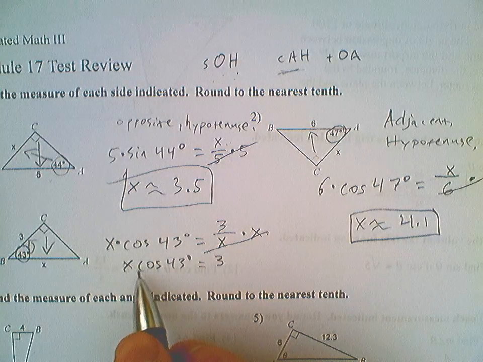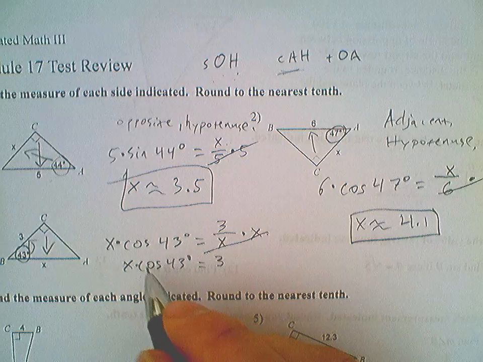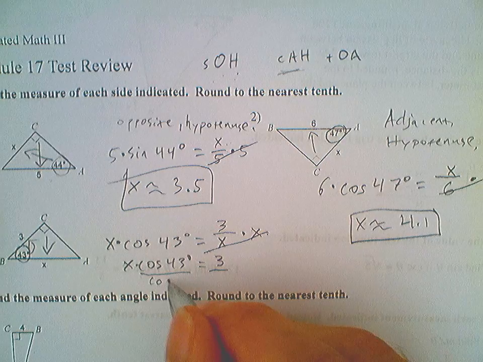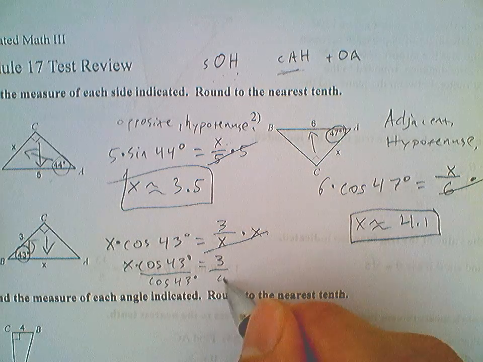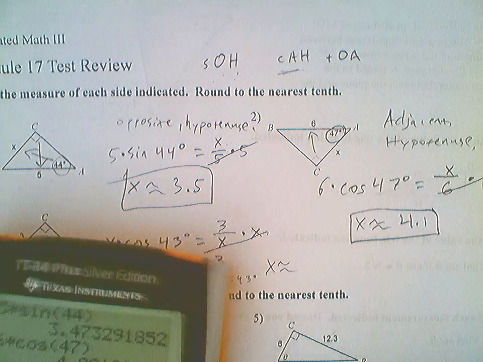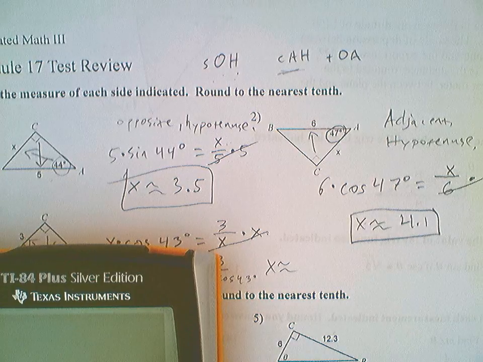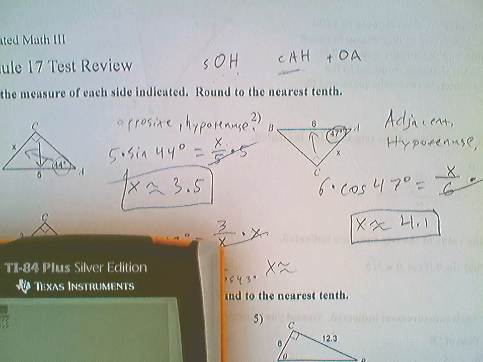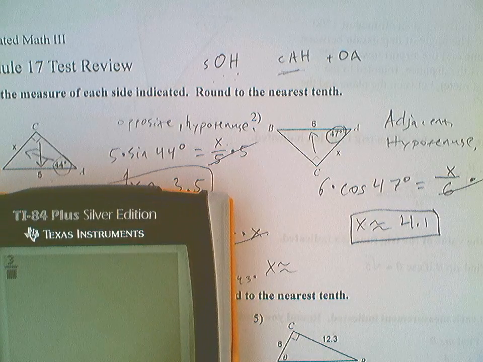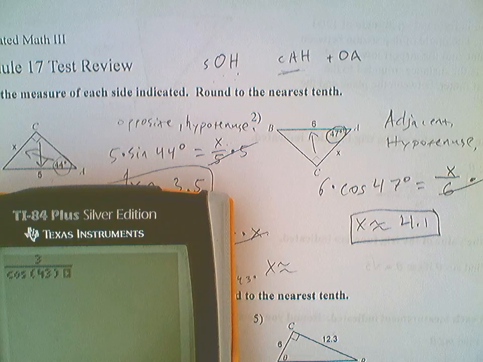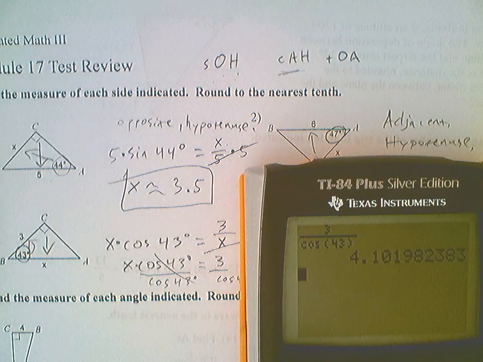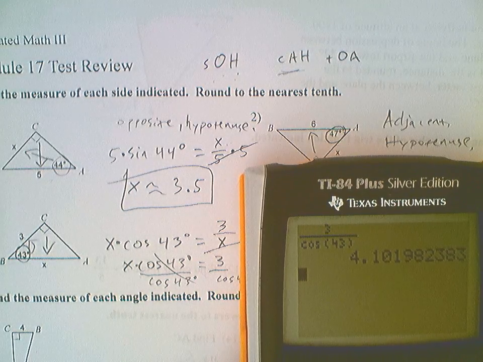I do have one more step here. I do need to get x by itself here. So just understand that x is being multiplied by a number. So I need to divide by that number to get x by itself. So I'm going to press alpha y equals here. I've got 3 divided by cosine of 43 degrees. I believe that's right. Yep. So it looks like x is about 4.1.